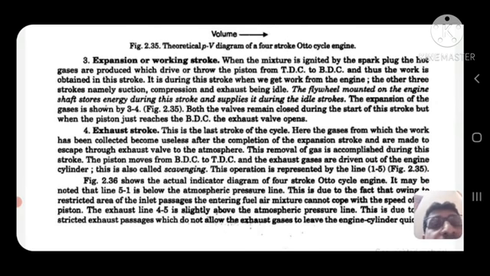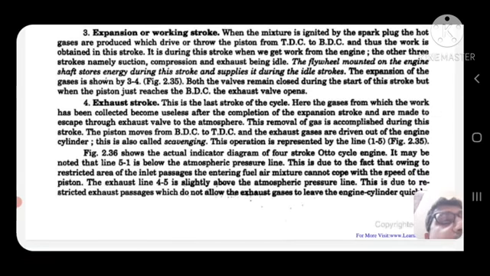The other three strokes, namely suction, compression, and exhaust, are idle. The flywheel mounted on the engine shaft stores energy during the working stroke and supplies it during the idle strokes. The expansion of the gases is shown. Both the valves remain closed during the start of this stroke, but when the piston just reaches the BDC, the exhaust valve opens. Exhaust stroke.